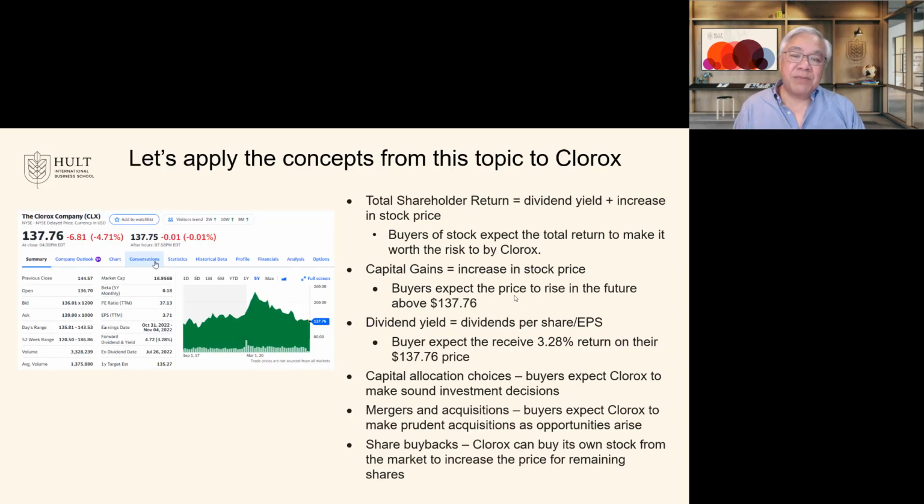A little extra is, let's apply the concepts we just looked at to Clorox. On the left, we see just a snapshot from Yahoo Finance on some of the statistics and current positions for Clorox. Look at that in terms of the terminology we just saw on the prior slide. Total shareholder return, which is the dividend yield and increase in stock price. So how do we look at this for Clorox? Well, the capital gain would be looking at what you paid for the stock and what the stock is worth now. As you can see from the graph, there are ups and downs for Clorox.